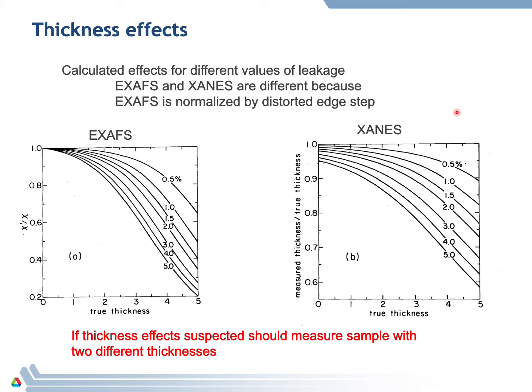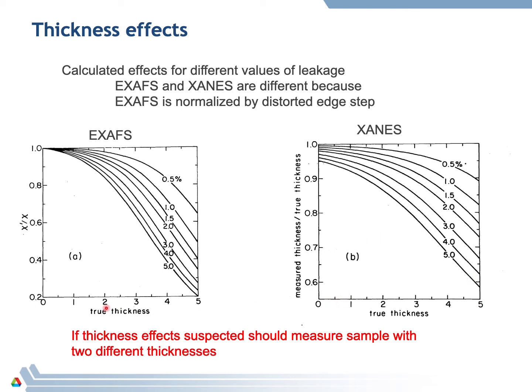Now, the two cases are different because in XAFS we normalize the XAFS with the edge step. So both the XAFS oscillations and the edge step are distorted. So typically it partially cancels out some of the distortion. But you can see the case we were talking about is a little more than 2 absorption lengths, and 5% leakage. You can see we're getting roughly 75% amplitude now. And in the XANES, you get similar effects that are even worse in some sense.